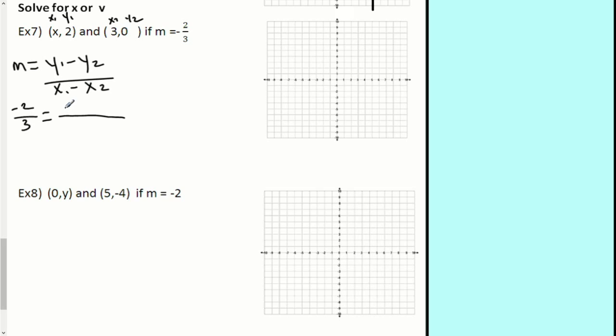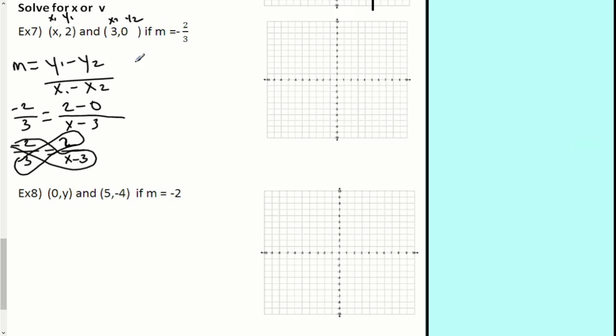y1 is what? 2 minus 0 over x minus 3. Simplify it. I get negative 2 over 3 is equal to 2 minus 0 is 2 over x minus 3, right? How do I solve this? Well, remember, this is a proportion, basically, and I can cross multiply. So I would butterfly this, right? This goes together, and this goes together, and you could do that because of algebra, all right?